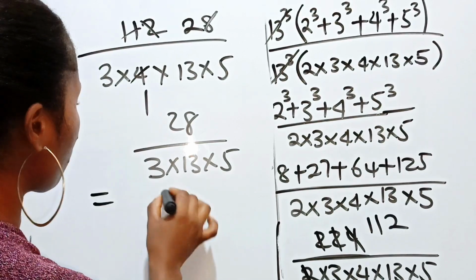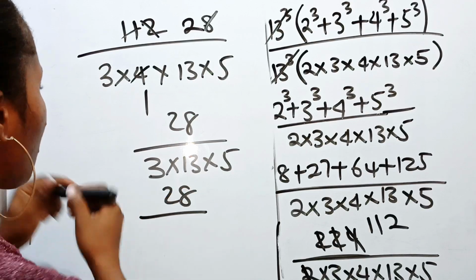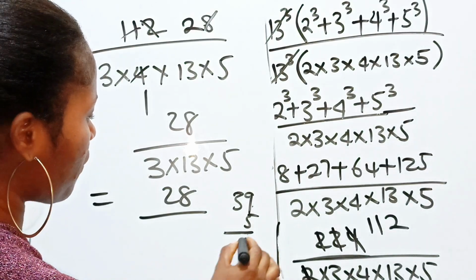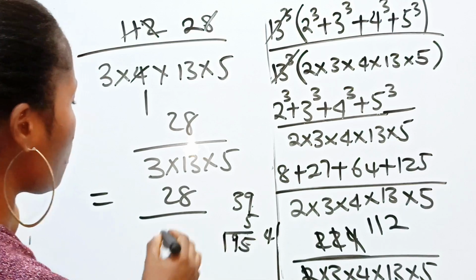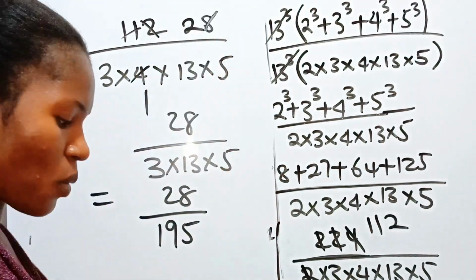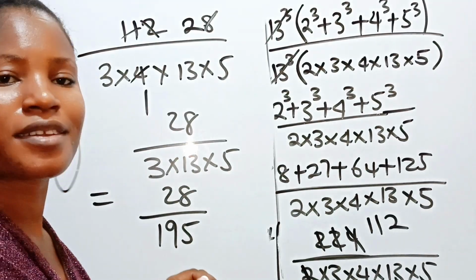So let's solve. This will give us 28 divided by 3 times 13, which is 39, and 39 times 5 is 195. That means the final answer without a calculator is 28 divided by 195.